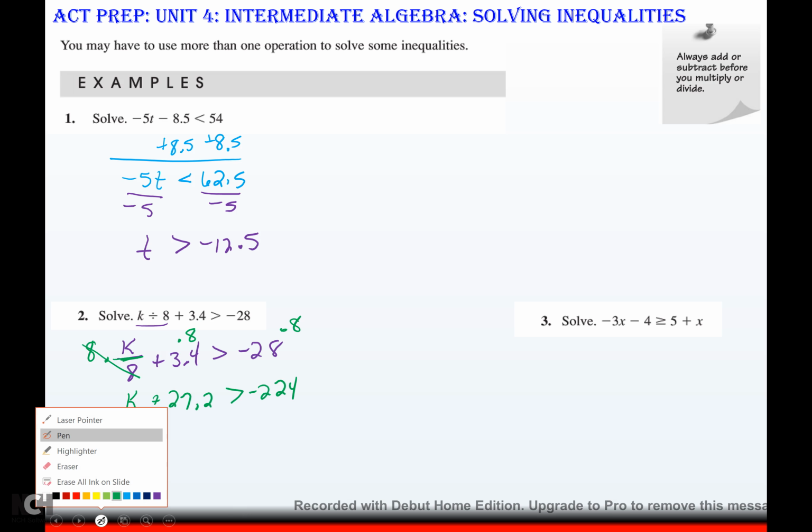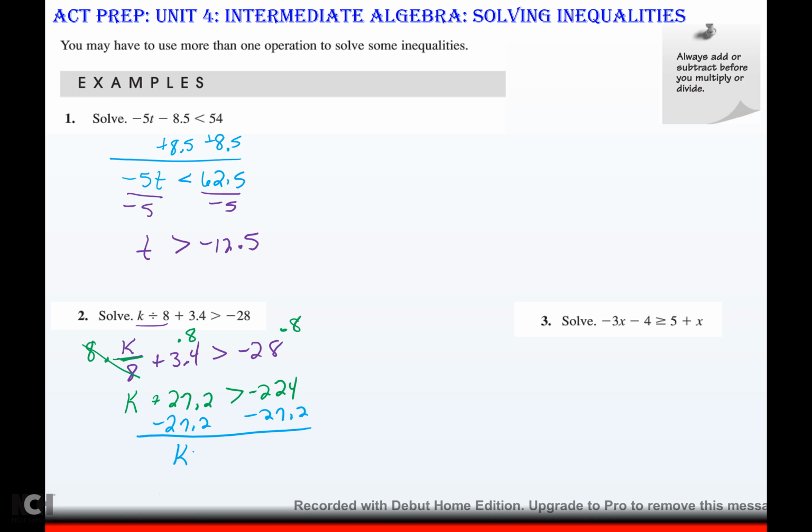So now all I have to do to get k alone is subtract 27.2, and I get k is greater than negative 251.2.